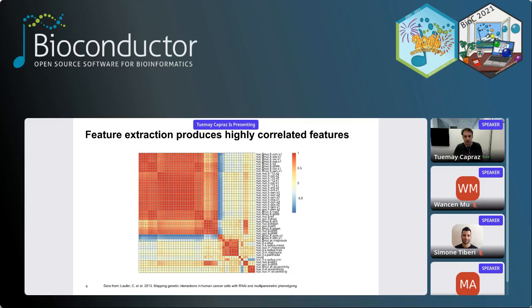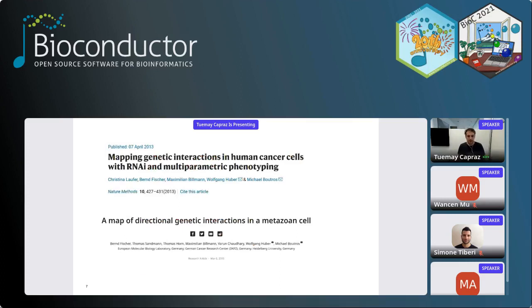And here is the correlation matrix, as an example, of a data set where we just extracted the features with EBImage, and you can see that there are really these clusters of features. So a former member of our group, Ben Fischer, had the idea of using replicates to find reproducible patterns in these features, and also find a unique set of features.